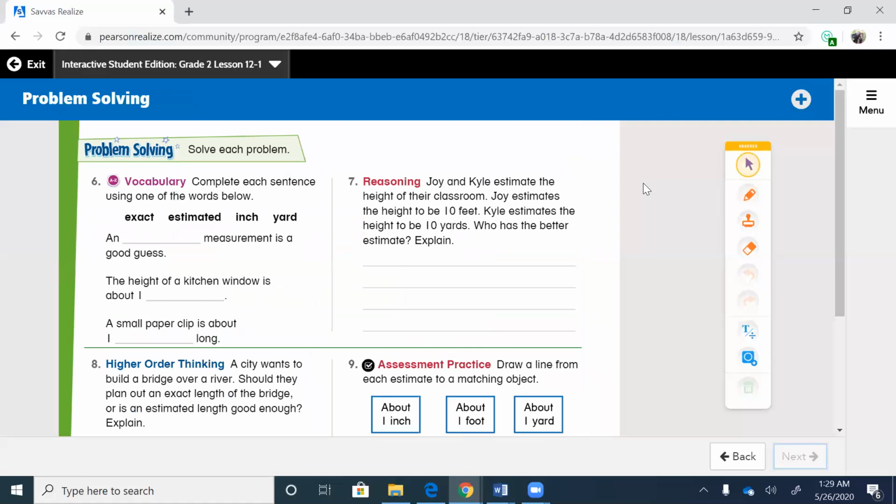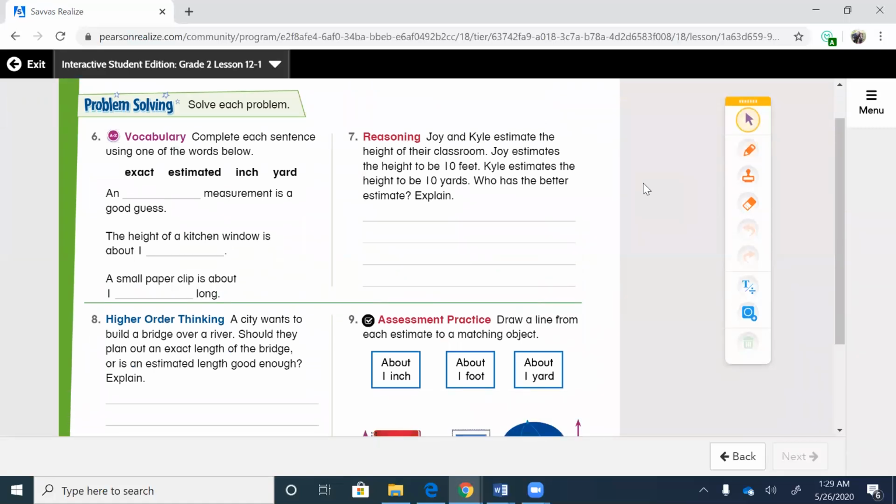All right, let's do the vocabulary here. Complete each sentence using one of the words below. An blank measurement is a good guess. So what have we been talking about that's a good guess? Estimating, right? An estimated measurement is a good guess.